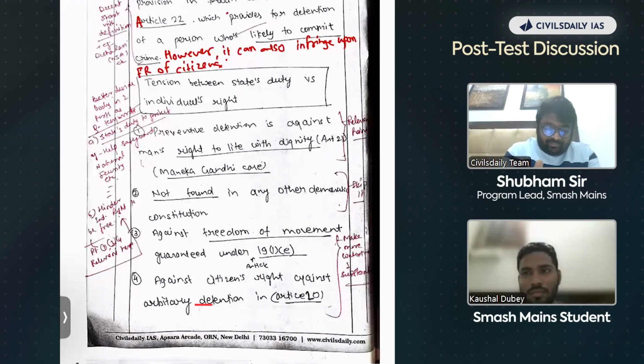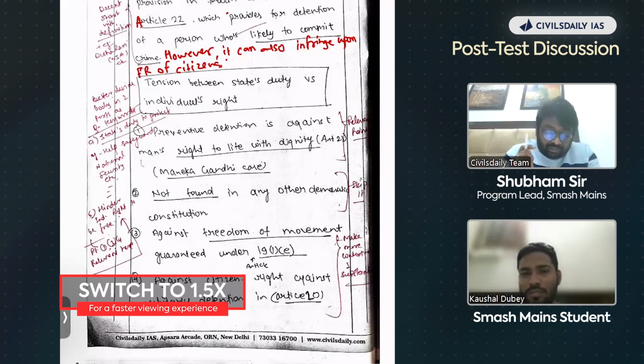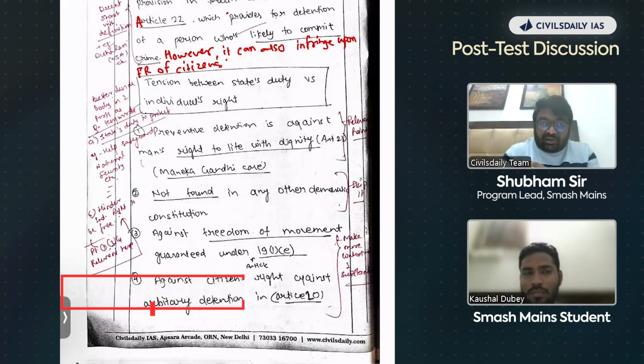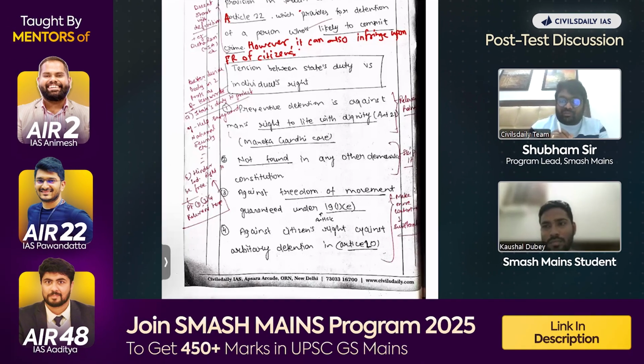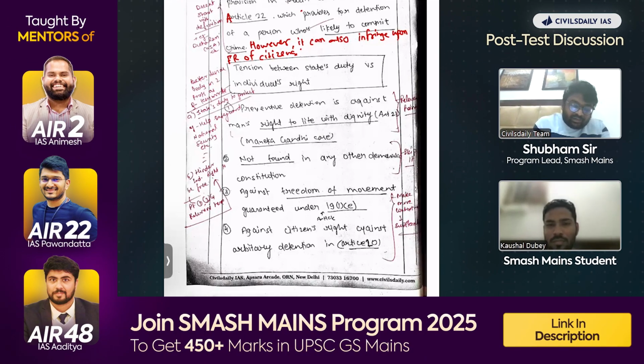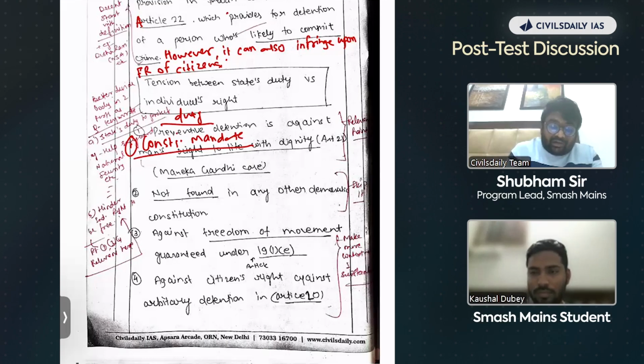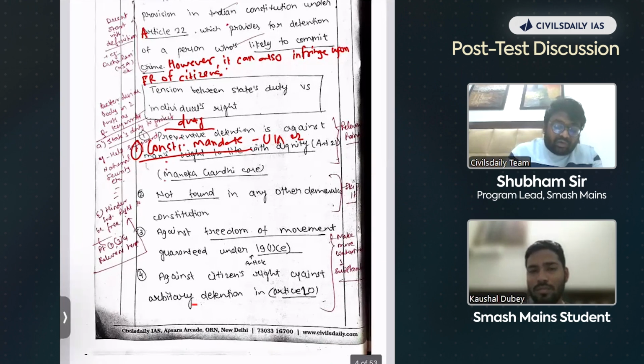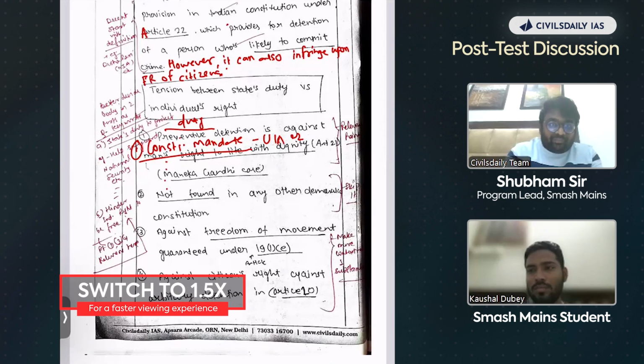Whenever you are getting any question with respect to a constitutional provision, always the first point should be the respect to the constitutional provision. Firstly, your heading would be the state's duty to protect. So under duty, first, constitutional mandate. Under Article 22, this much only you can write, and then you can write the 4 grounds on which preventive detention is allowed.